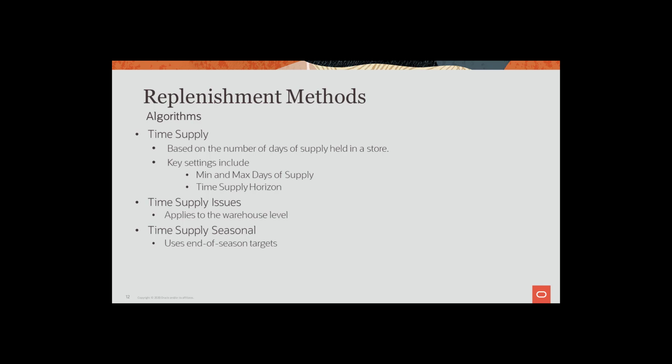The recommended order quantity for this method is generated when net available inventory reaches the minimal days of supply. The order quantity is based on a rate of sale based on forecast sales, max days of supply, and presentation stock. There are also 2 variations on the time supply algorithm. The first is time supply issues, which is the same as that for stores but uses transfers out of the warehouse or issues for the forecast. The other is time supply seasonal, which combines the basic time supply algorithm with an end of season stock goal.